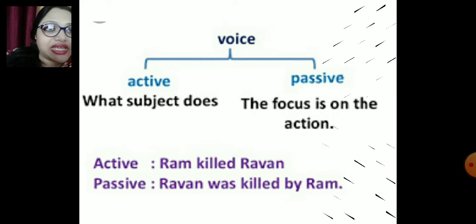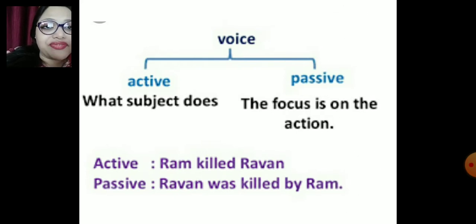Here you can see voice has two parts, an active and passive. Active focuses on what the subject does and passive focuses on the action. Ram killed Ravan. Ravan was killed by Ram. So you can see what is the subject doing? The subject has killed Ravan. And next in the passive, the focus is on action. Was killed. So Ravan was killed by Ram.